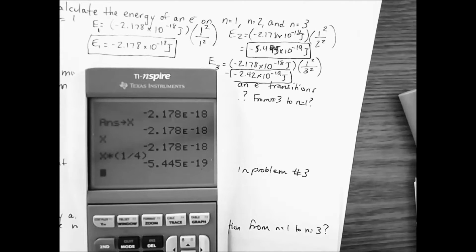So that was correct. Now for the third ring, same number, but now we're going to multiply by 1 squared over 3 squared. 3 times 3 is 9. So we're dividing by 9 now. We should have gotten a negative 2.42, which is what we already had. Very interesting.